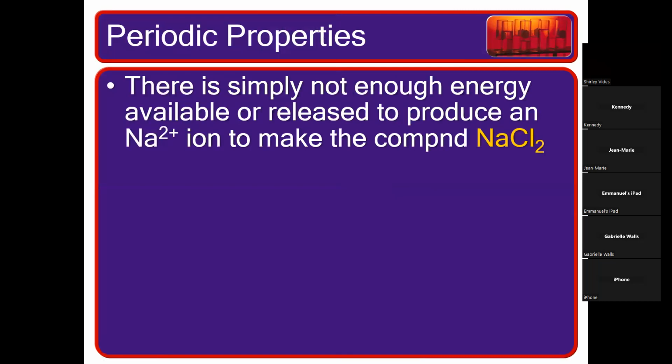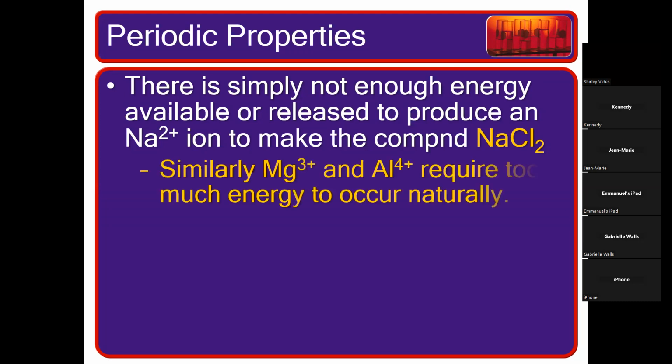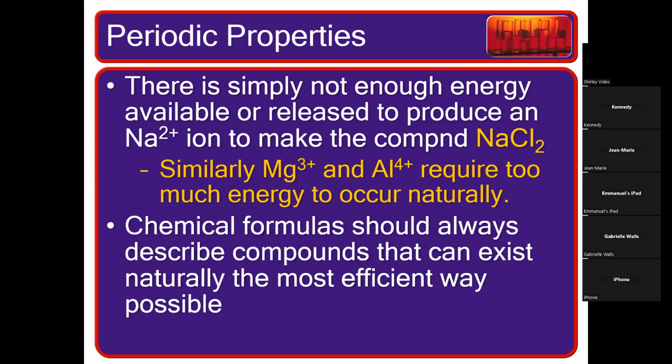So whenever you are doing any compounds, you have to make it realistic. In other words, you can't say NaCl2, because there's no sodium that drops 2 electrons. It only drops 1. Okay? So you should always describe the compounds the way that they actually exist, in the most efficient way possible. And by that, we're talking about energy conservation. We don't want to spend too much energy making these compounds.